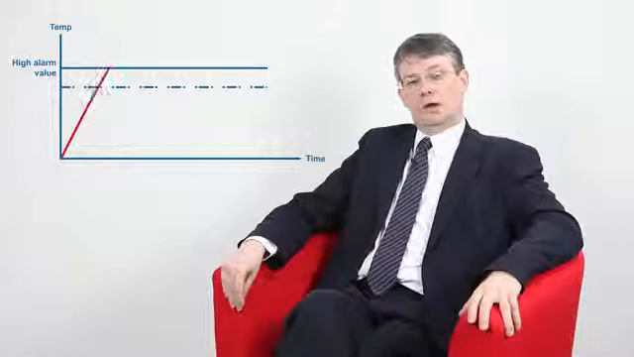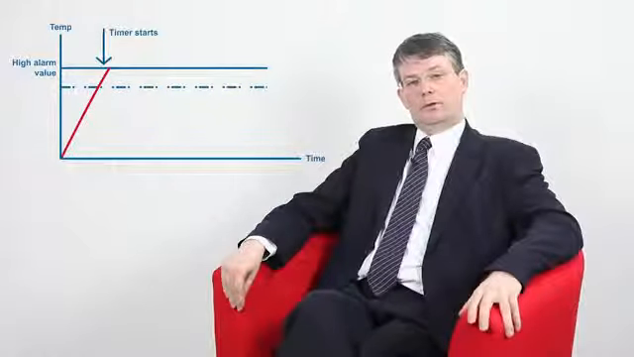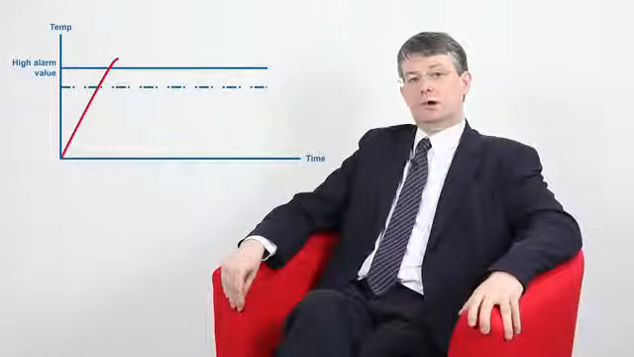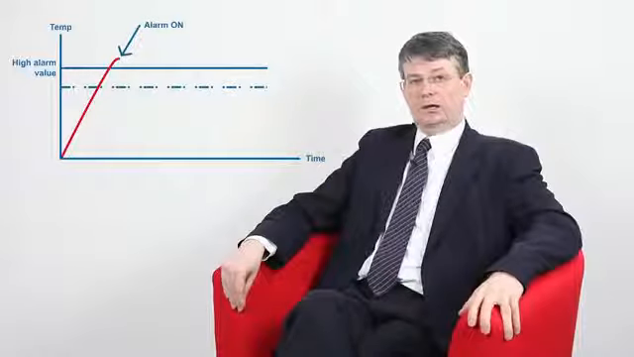Another useful feature found on some of our instruments is the adjustable alarm delay timer. With this, when the alarm value is reached, instead of the alarm activating immediately, a timer is started. Only if the alarm condition has been present for the entire duration of the alarm time set does the alarm actually activate. This can be used to prevent nuisance alarms caused by momentary disturbances in the process.